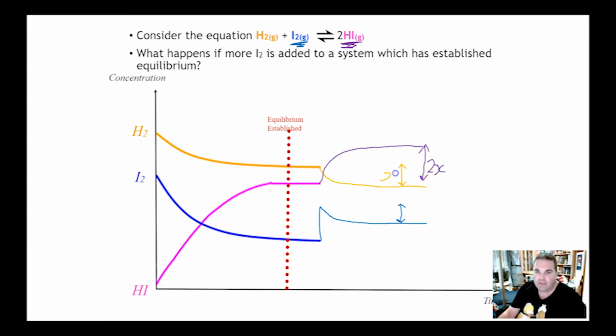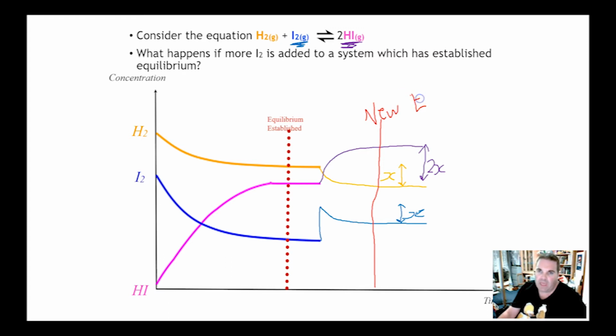So x here goes up by x, and this one here goes down by x, and this one goes down by x as well. Now we get to, I don't know what that is, but that is not an x, sorry, but we're going to go with it. We get to the point where the concentration of all 3 of these are now constant. So at this point here, where the slope is 0 again, we've established our new equilibrium.